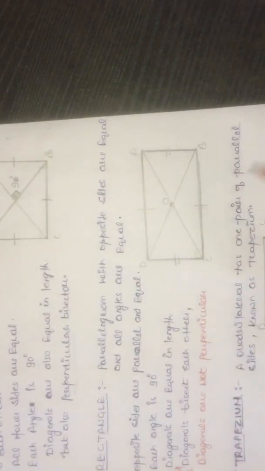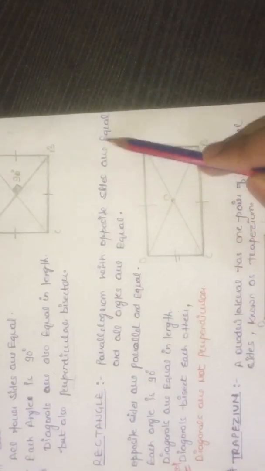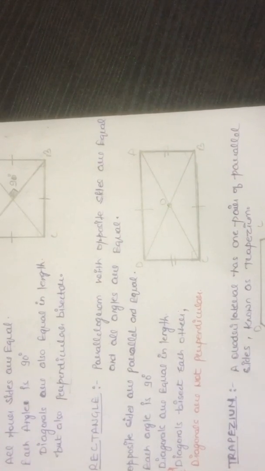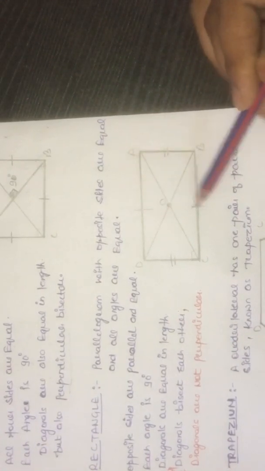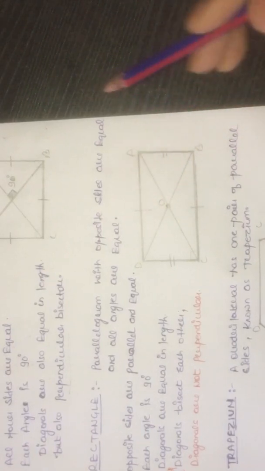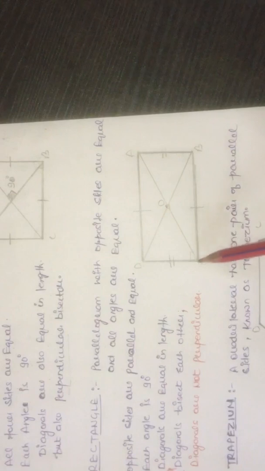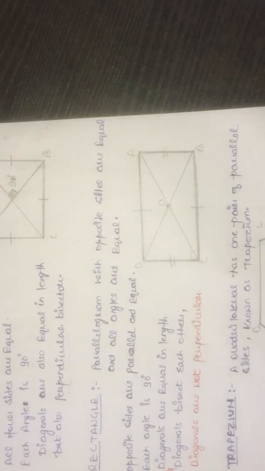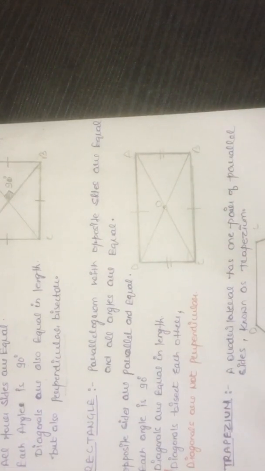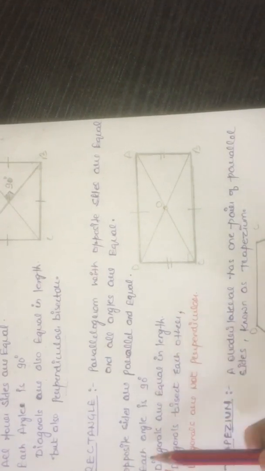Rectangle: a parallelogram with opposite sides equal and all angles equal. In a parallelogram, opposite sides are equal and parallel. That means AD is parallel to CB and CD is parallel to BA, and equal. Another condition to become a rectangle is that the sides are perpendicular to each other. In a square all sides are equal and perpendicular, but in a rectangle opposite sides are equal and perpendicular. That is the difference between a square and a rectangle. Each angle is 90 degrees.